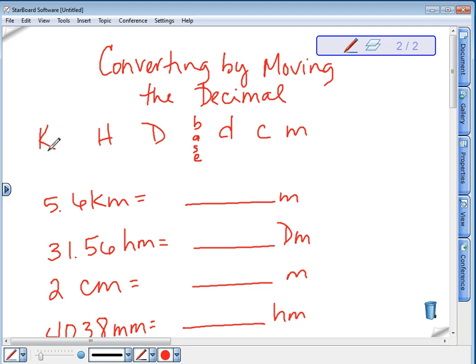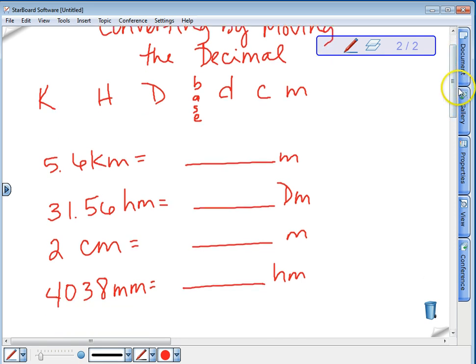This would be the same if we were dealing with grams or meters, right? 10 millimeters in a centimeter, 10 centimeters in a decimeter, and so on. So by looking to see how many times we have to move to get from one unit to the next, we can see how many times and in what direction we need to move our decimal.